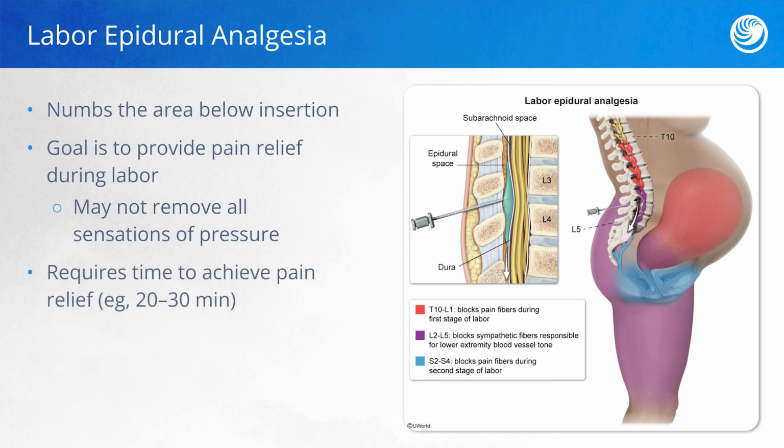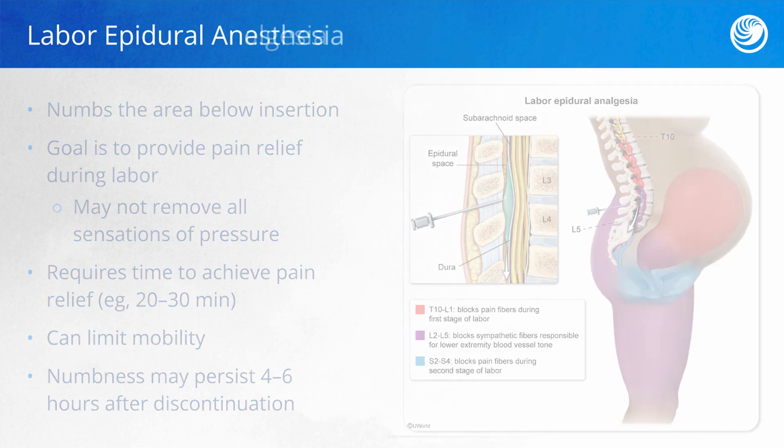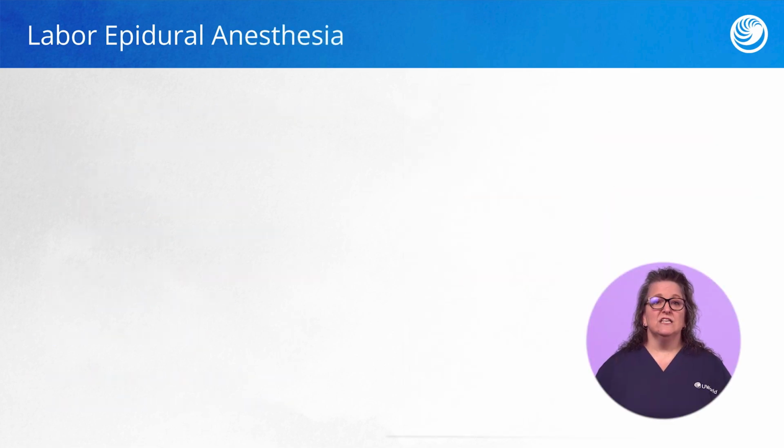It does require time to achieve pain relief, about 20 to 30 minutes. It can limit mobility because the client will have decreased movement and sensation in the lower body. And numbness may persist 4 to 6 hours after discontinuation, but feeling and movement normally start to return in about 2 hours. Labor epidural anesthesia adverse effects.